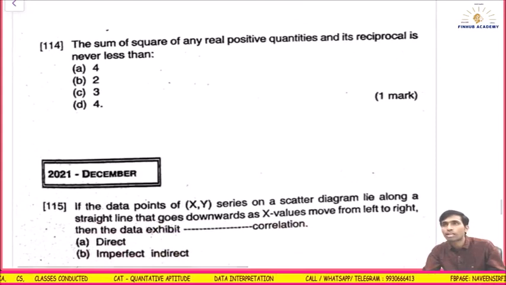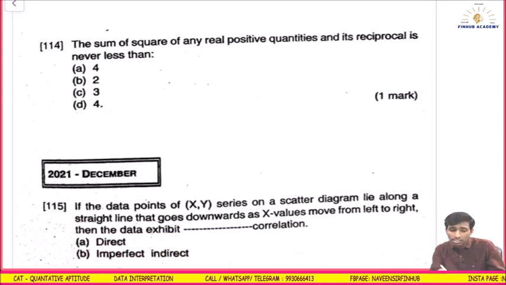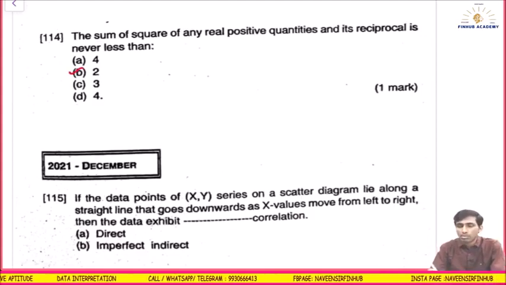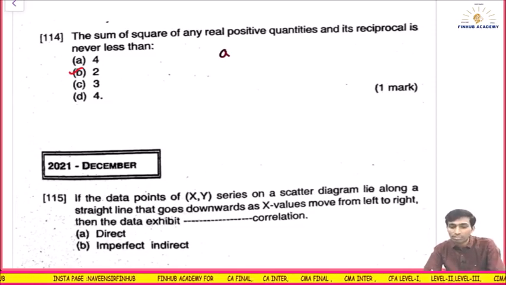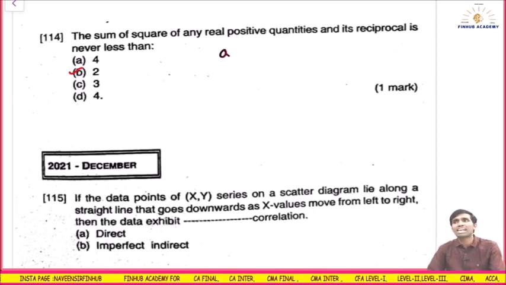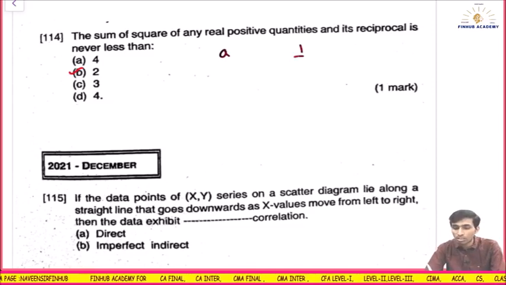The sum of the square of any real positive quantity and its reciprocal is never less than what? The sum of the square of any real positive quantity and its reciprocal is never less than 2. Let the number be what? A. Understood? Let the number be A. Okay, so the reciprocal will be what? 1 by A.